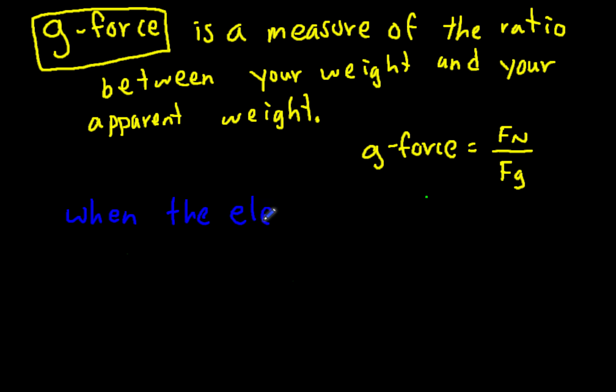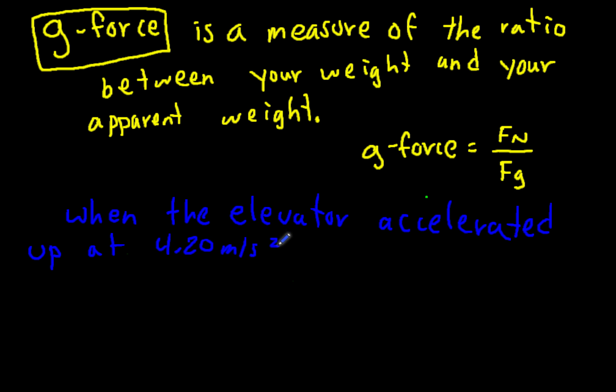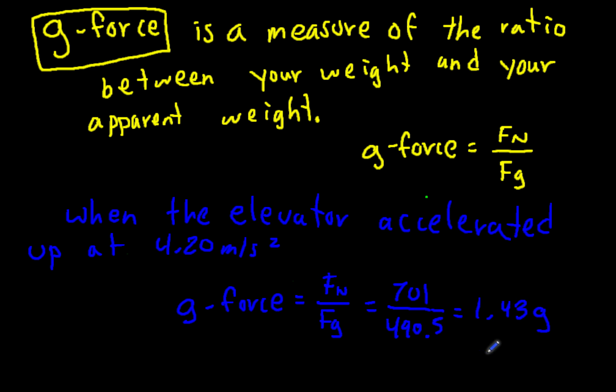When the elevator accelerated upwards, the person experienced an increased G-force. The upward acceleration of 4.20 meters per second squared resulted in a G-force, which could be calculated with normal force divided by force of gravity, 701 divided by 490.5. This gave a G-force of 1.43 Gs.